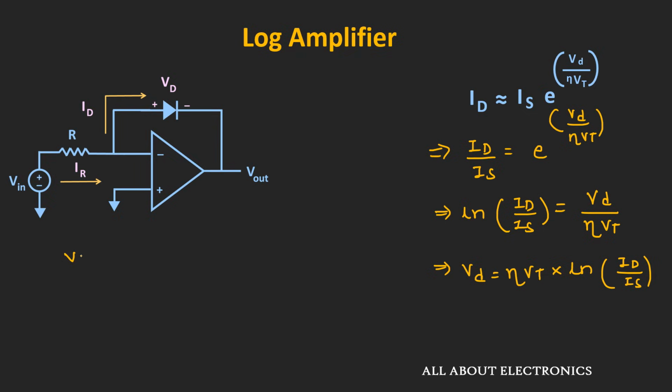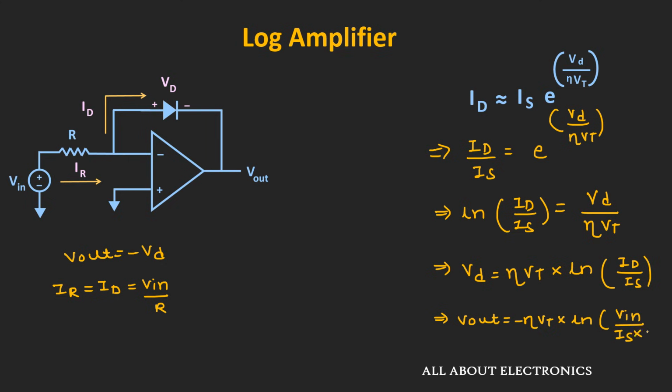Now earlier we have found that this output voltage Vout will be equal to minus Vd, and this current IR will be equal to the current that is flowing through this diode, and that will be equal to this input voltage Vin divided by this resistor R. So if we put all these values, then the output voltage Vout will be equal to minus eta Vt times ln of input voltage Vin divided by this current Is times the value of this resistor R. So this is the expression of the output voltage in case of a log amplifier, and as you can see over here, the output voltage is proportional to the natural log of the input voltage.